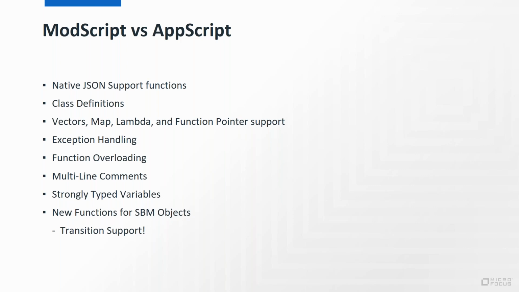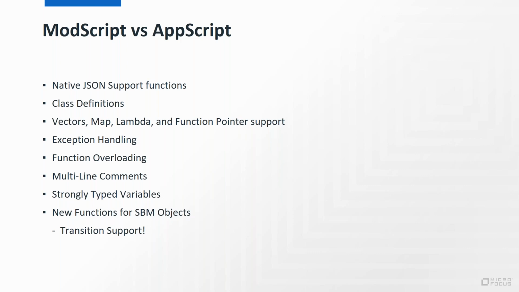So ModScript introduces native JSON support functions. If I need to convert a string of characters to JSON or pull some data from a JSON stream, you have native functions to do that. I don't have to be writing an AppScript to actually perform those actions. I also have support now for defining classes directly in the script. And so you can now work with those classes as objects.